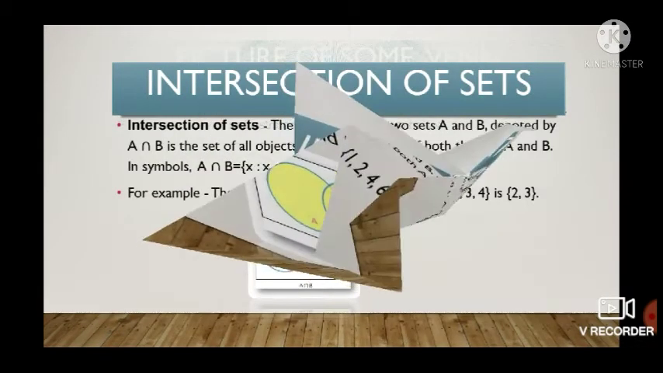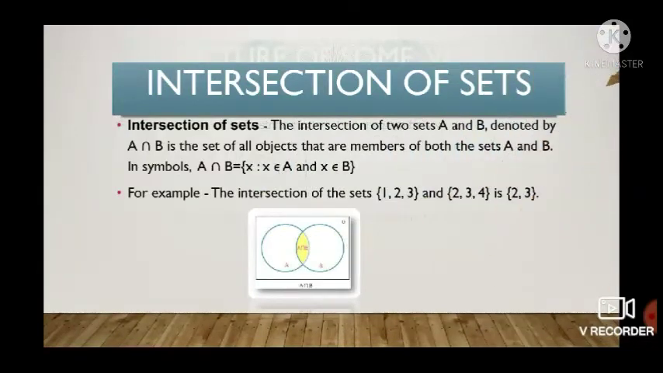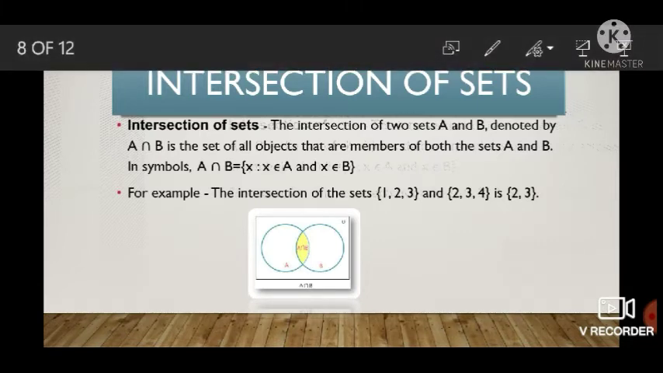Our next operation is intersection of sets. The intersection of two sets A and B, denoted by A intersection B, is the set of all objects that are members of both sets A and B. In symbols, A intersection B is equal to {X : X belongs to A and X belongs to B}. It means that X will be common in both sets. In simple words, the elements which are common in both sets are known as the intersection of sets.